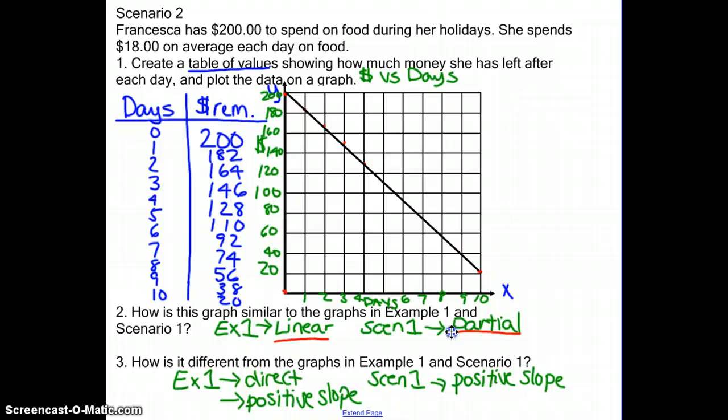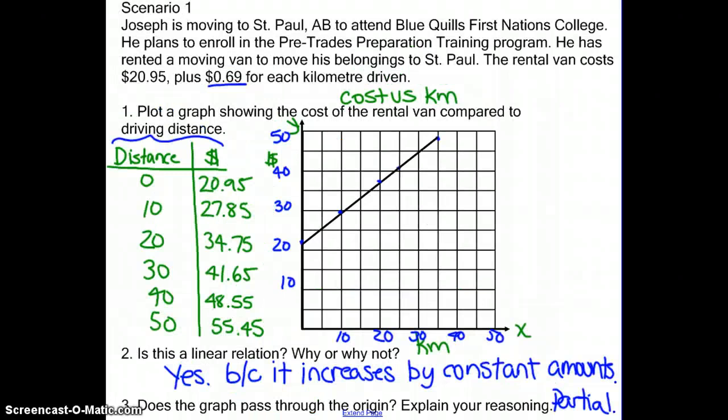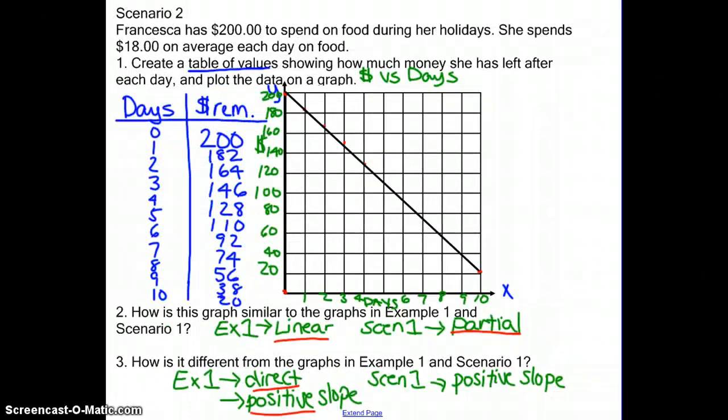Now how are they different? So example 1 is different because it's a direct relationship and it also has a positive slope, whereas here scenario 2 has a negative slope. So scenario 1 is also different from scenario 2 because it has a positive slope as well.